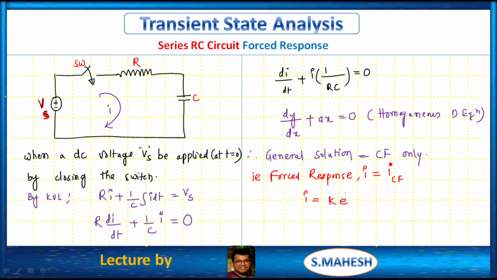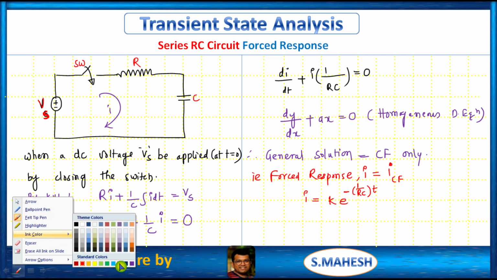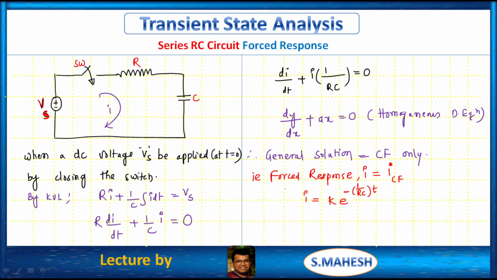What is the representation? K e power minus at. A is nothing but what? 1 by RC, into t. This is the representation. Right? Now we have to calculate the value of the arbitrary constant, where k is equals to what? Arbitrary constant. To get the arbitrary constant, what we have to do? We have to apply initial conditions.